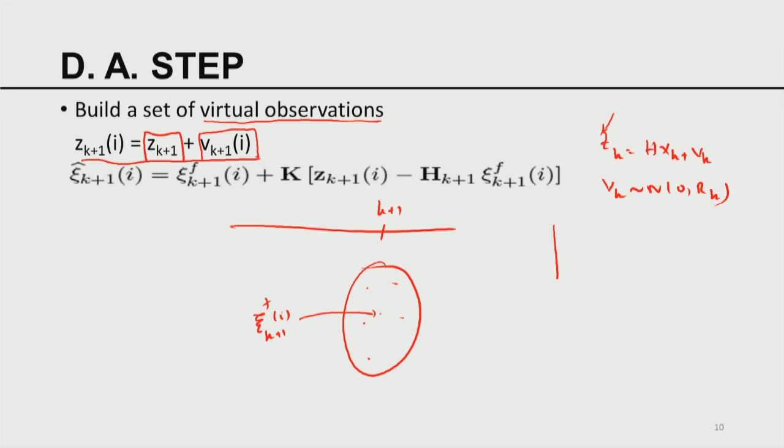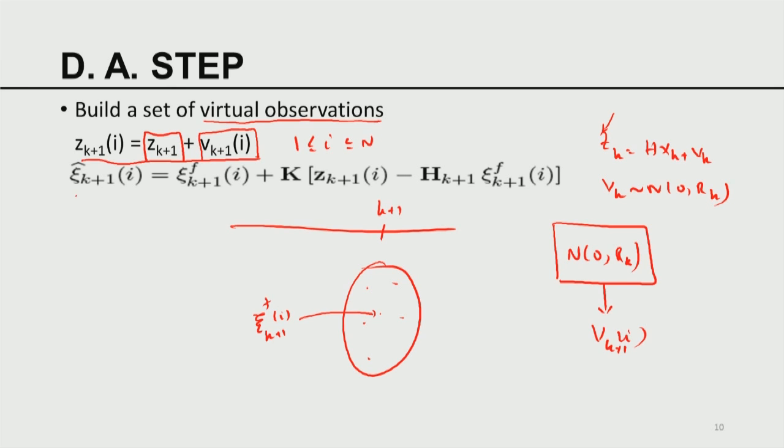So what is it that we are trying to do? We are trying to use a random number generator, N(0, R_k). I am going to create a noise vector v_{k+1}^i. So I have z_{k+1} and v_{k+1}^i. I am going to add v_{k+1}^i to get the ith member of the virtual observation z_{k+1}^i. This i runs from i equal to 1 to N.